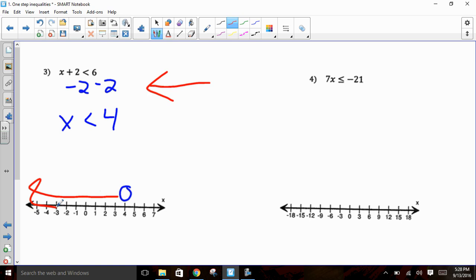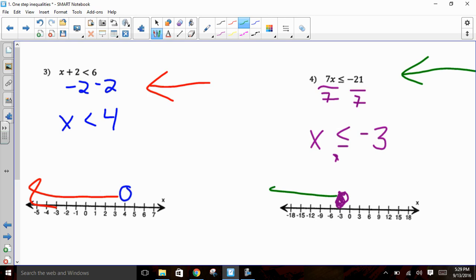All right, number 4. I notice I have 7 times x. So to undo that multiplication, I'm going to divide. So I have x is less than or equal to -3. I have my x already on the left, so I can go ahead and put my dot above -3, and it has that equal to, so I can fill that all the way in. I have a less than, so it shows my arrow is going to the left. Everything is getting smaller.